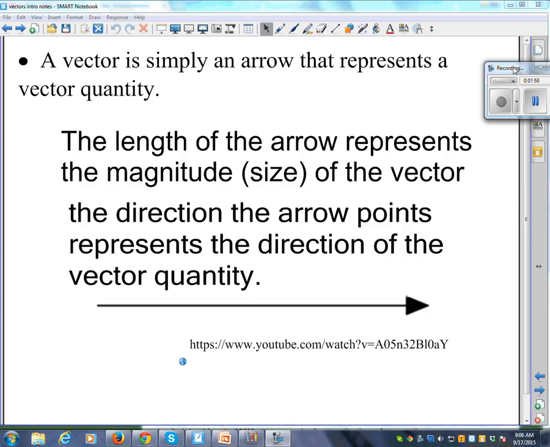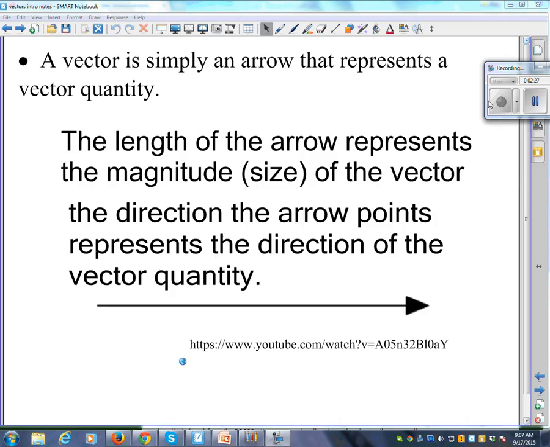So a vector is simply an arrow that represents a vector quantity, and the length of the arrow represents the magnitude or size. The word magnitude always causes me grief because 4 days from now, or maybe later when we get to the test, people don't know what the word magnitude means. The word magnitude just means the size. How big the vector is.